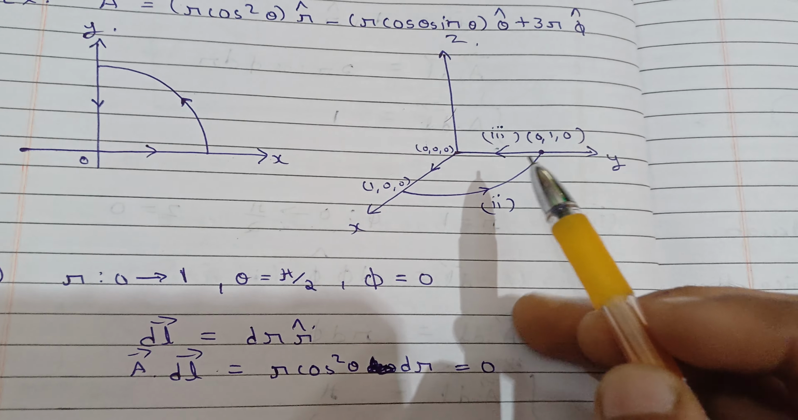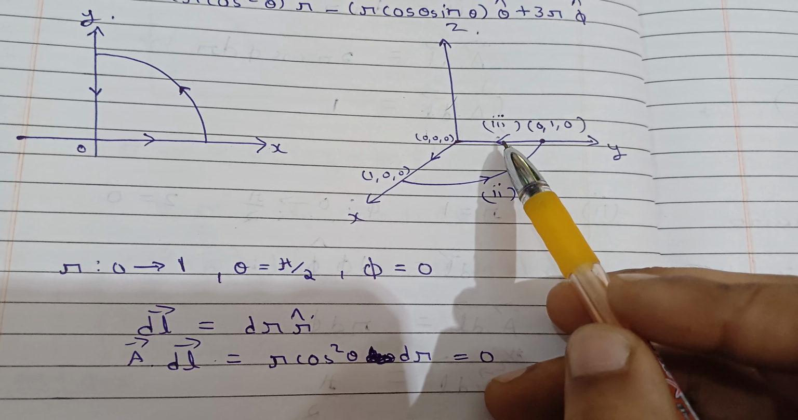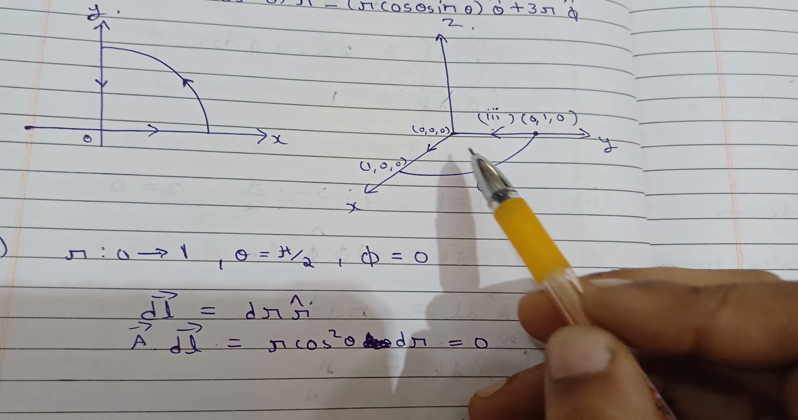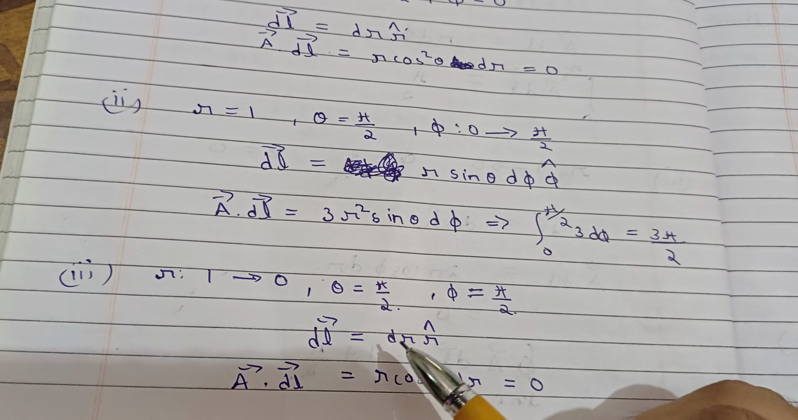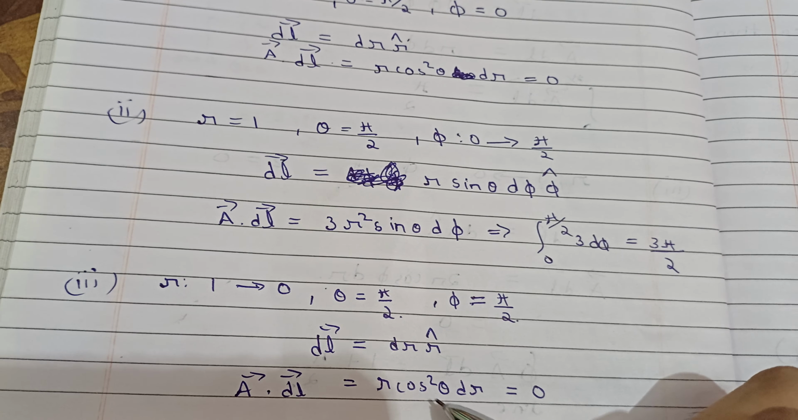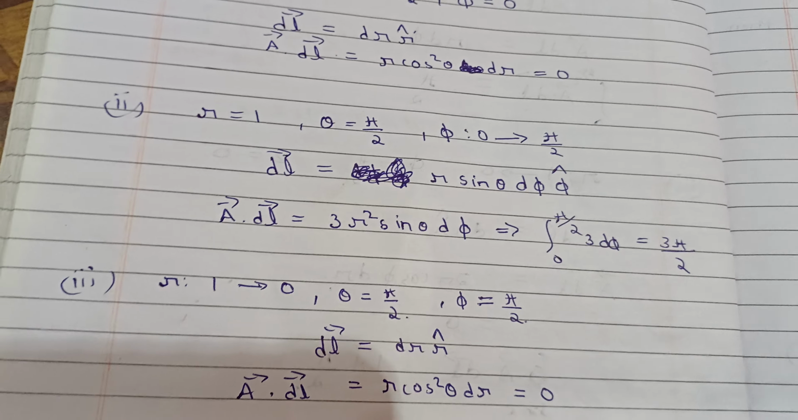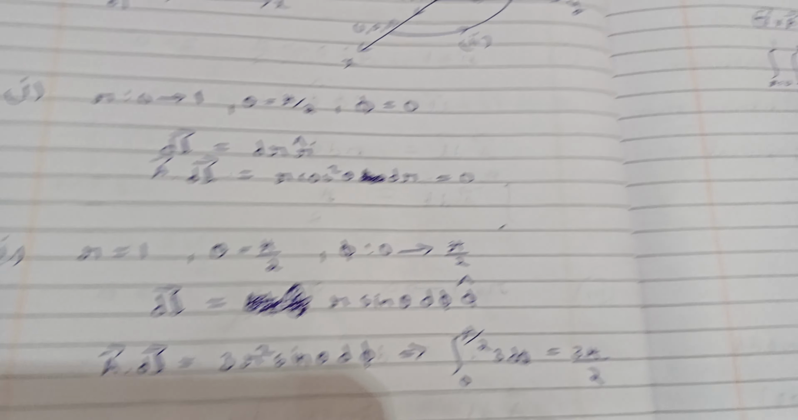Now for this third one, r is going from 1 to 0 and phi is fixed at pi by 2 and theta is fixed, that is pi by 2. So for this dl will be dr r cap and A dot dl will give you r cos square theta dr. Again theta is pi by 2, so this will be 0 because of cos theta. So this third will be 0, so the complete line integral will be 3 pi by 2.